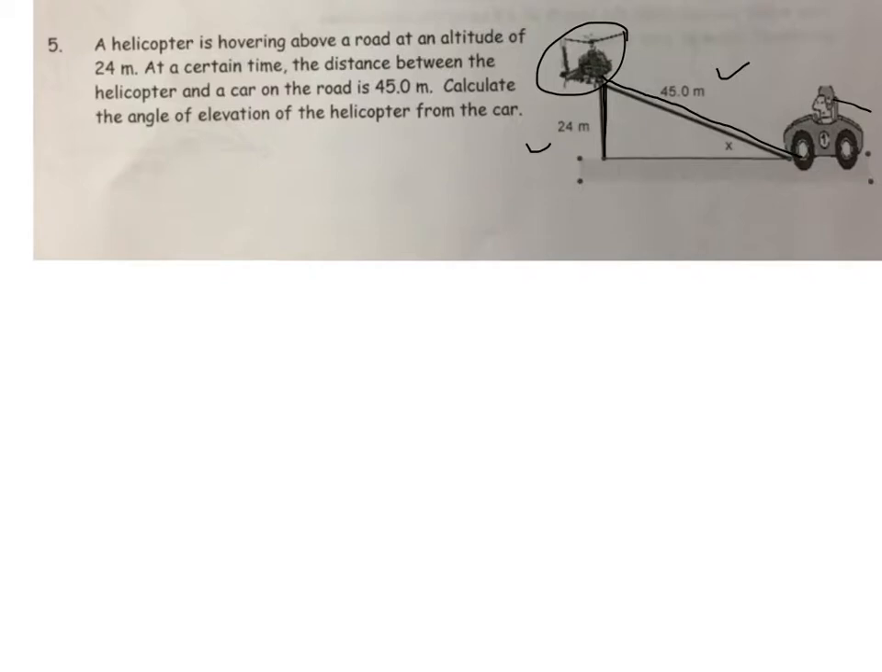So again, they actually made this easy by labeling X. Angle of elevation is the angle between the horizontal and the line of sight up to an object. So we need to find angle X. Do we have a right angle triangle? Yes. So can we use the primary trig ratio? Can we use SOH CAH TOA?